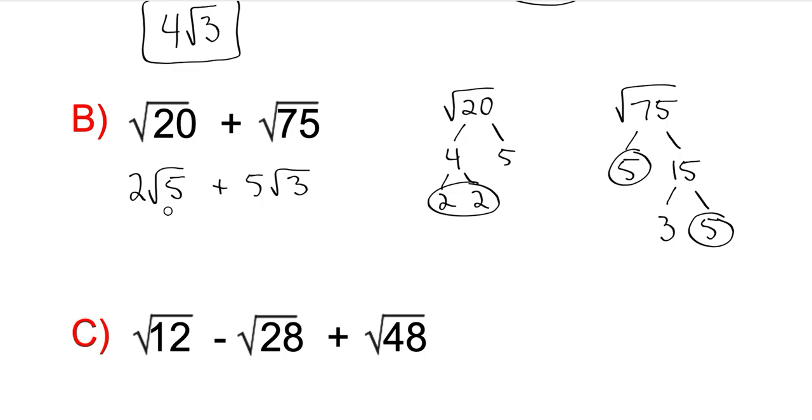Okay? And then we're looking at this. That's a square root 5. That's a square root 3. They are not like radicals, so we cannot add these together. This is just the answer.